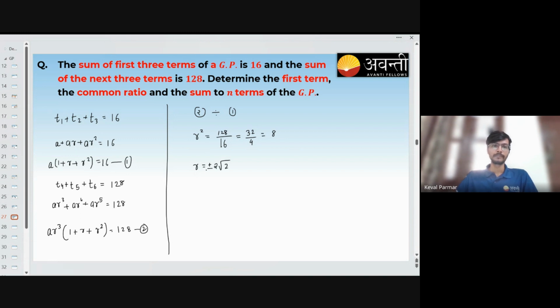Correct? Finished. We got R. So that means we'll have 2 GPs, right? First, for R equal to 2 root 2, and second, for R equal to minus 2 root 2. I hope you can do the second one yourself. First, I'll solve. So let R be 2 root 2. Correct? I haven't messed up anything, right?